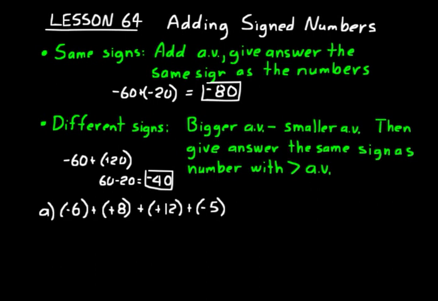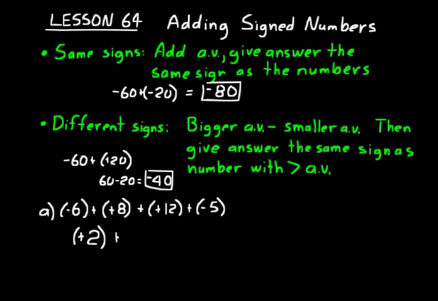Let's go ahead and do some practice problems. Remember, I like to add in pairs when I do problems like this. And let's just look at that. Minus 6 plus 8. So we have different signs there. We take the difference in those two numbers, bigger absolute value minus smaller. So that would be 8 minus 6 is 2. Give the answer the same sign as the number with the greater absolute value. So that would be the 8. It has a positive sign.